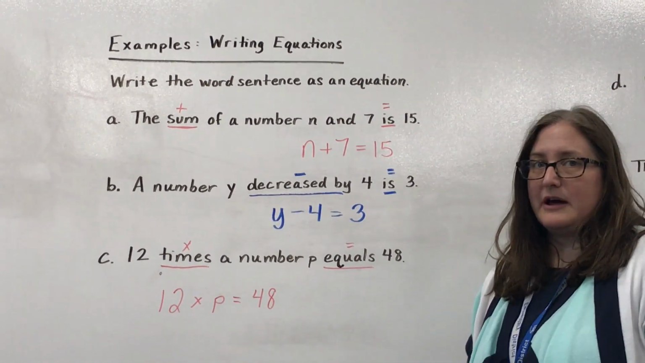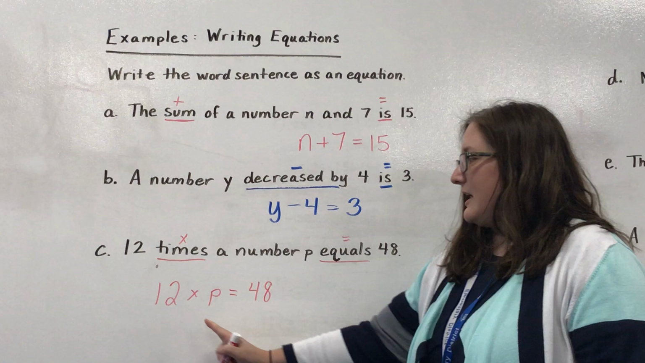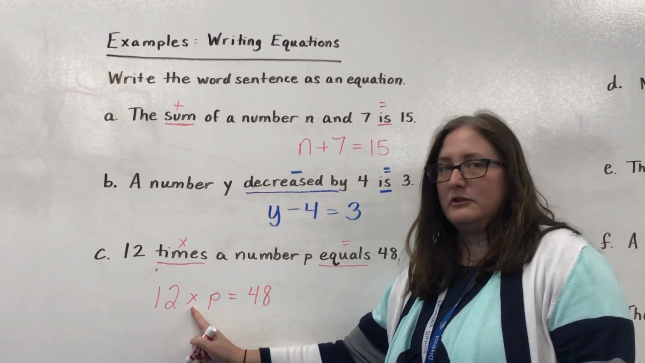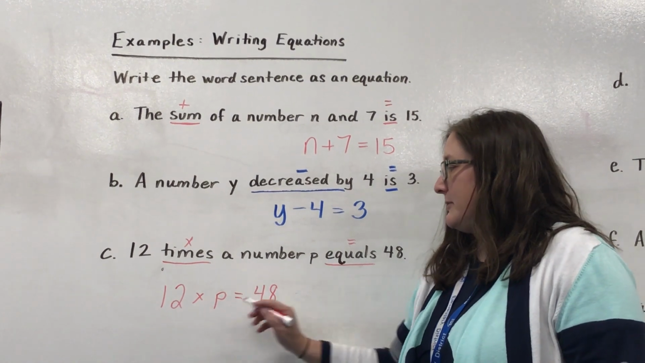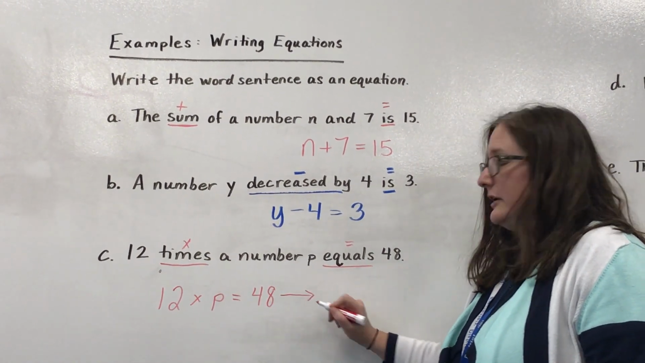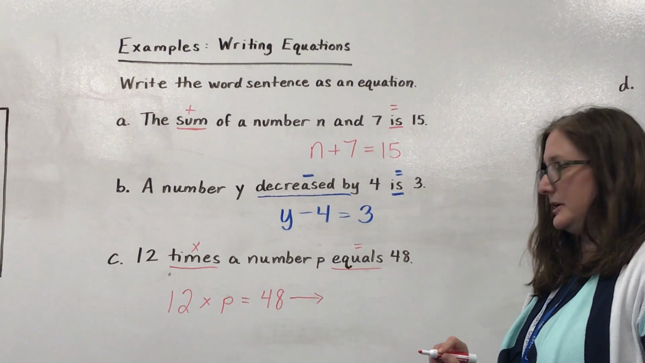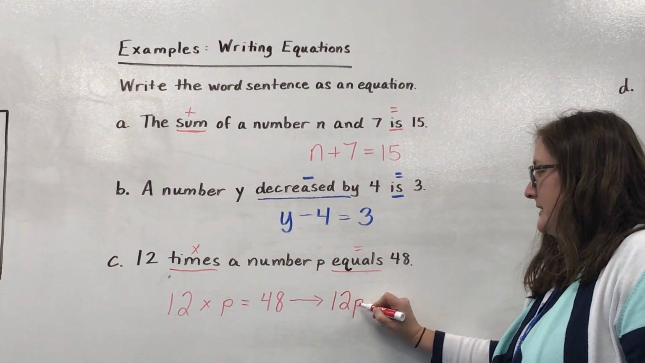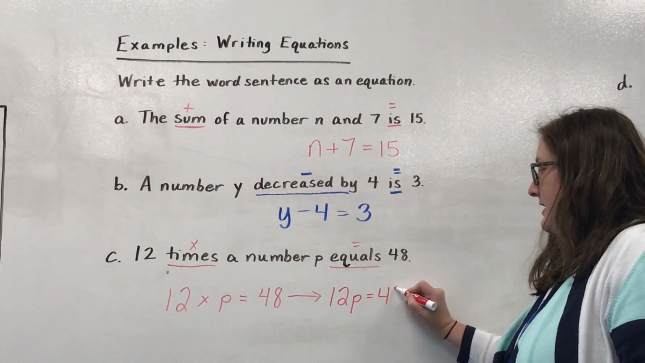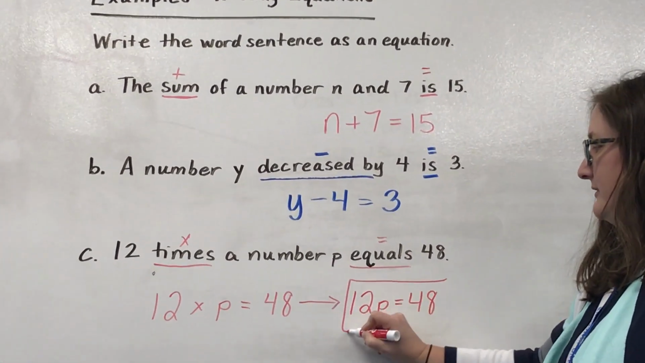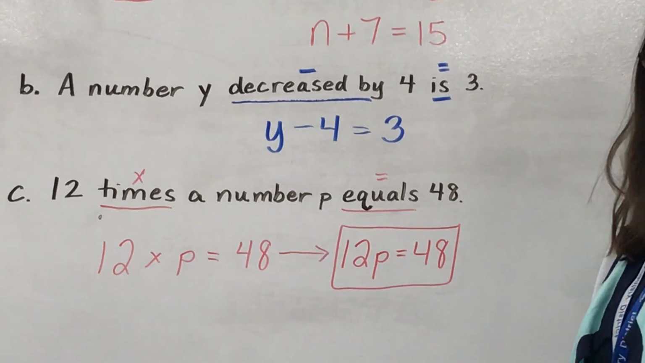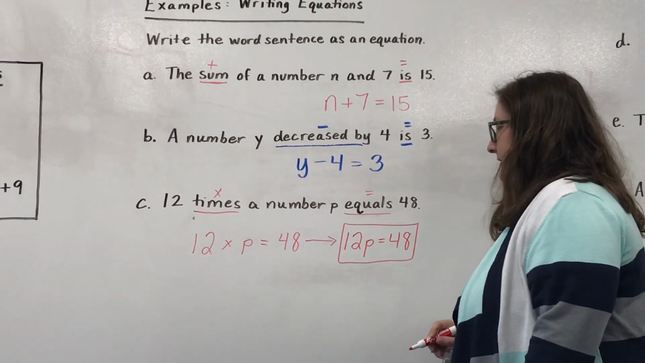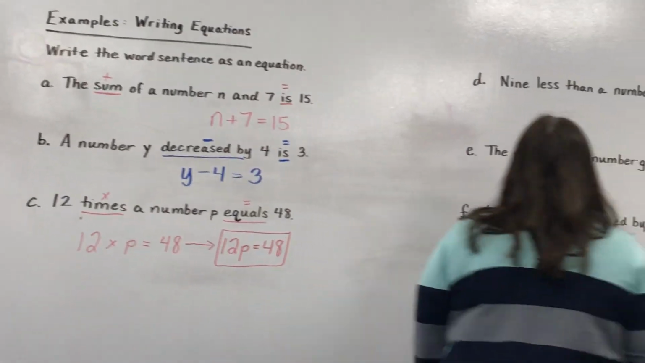Now once we get into a lot of expressions and equations, we stop using this multiplication sign because it does kind of look like the letter x, which is also a variable. So when you have a multiplication problem, you're going to write it without the multiplication sign. So I would write this as just 12p equals 48. And if you see something written without an operation symbol, two things next to each other, you're multiplying them. All right, let's take a look at a few more examples.